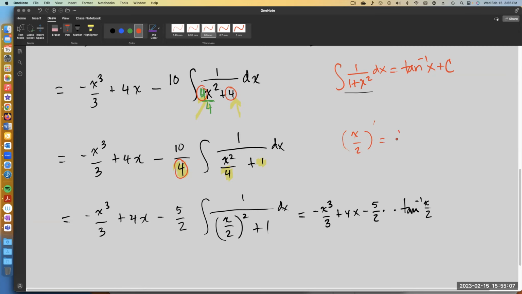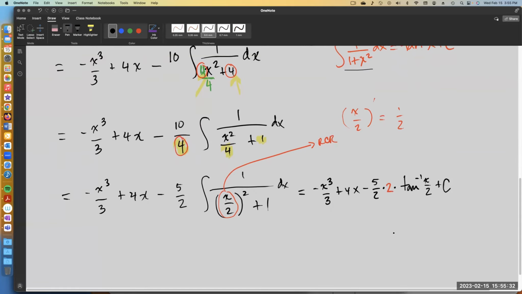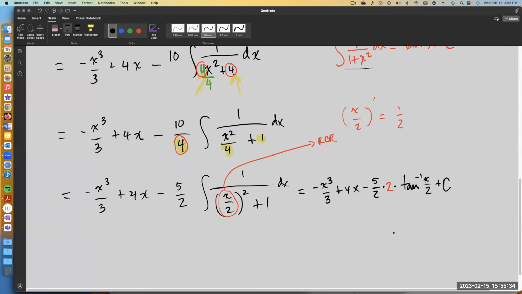One half. 1/2. So remember with RCR, as long as what's inside is linear, and this is linear, so this is RCR, we divide by that derivative. So we're going to divide by 1/2, which means multiply by 2. And then we have our constant of integration as well. So there is our answer. We could cancel out this 2 here. Those will cancel.